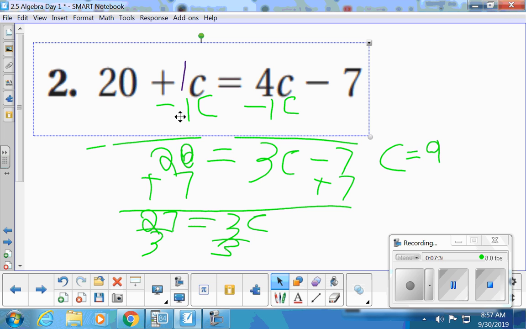Now this group did not take my math teacher suggestion. They added their 7 first, and then they moved their c. Guess what? Still got the same answer. You don't necessarily have to take my suggestion, as long as you get all the variables together and all the numbers together, and then you divide to finish. Okay? So good job if you got 9.